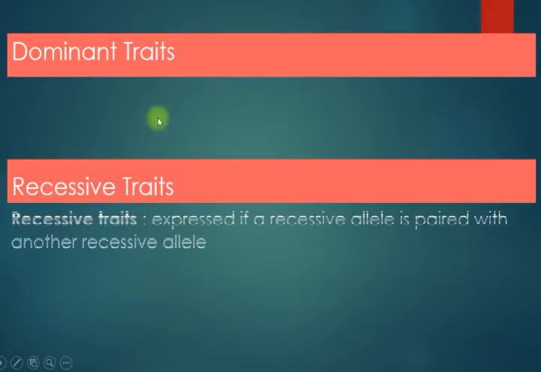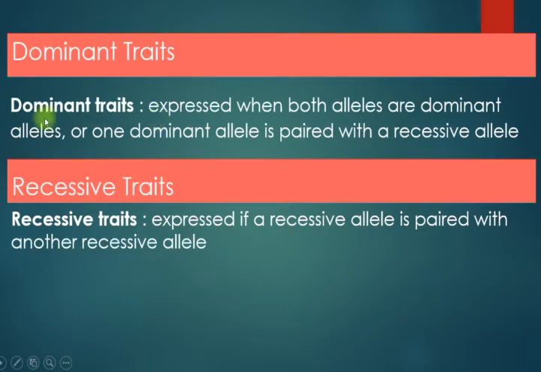Dominant traits. What are dominant traits? Dominant traits are expressed when both alleles are dominant alleles, or when one dominant allele is paired with a recessive allele. That is referred to as the dominant trait. For example, tall is the dominant trait because capital letter T is a dominant allele.